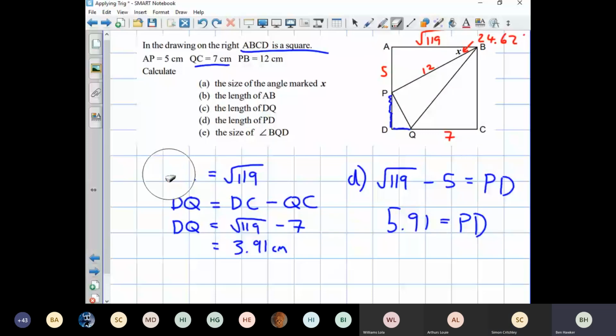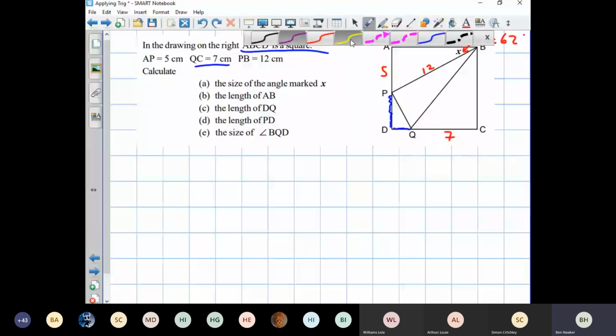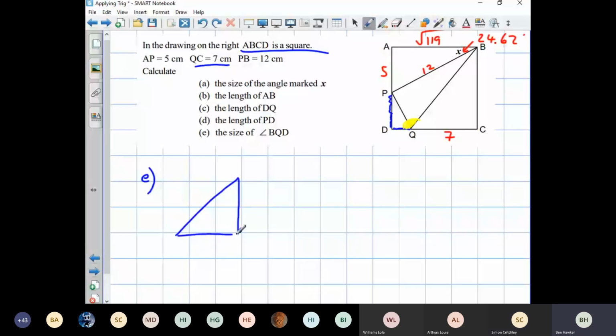Okay, final part. Now, I think we could probably get the angle of BQD in a few different ways. So BQD is going to be this angle here. And I'm sure there's lots of different ways to do this. However, what I've decided to do, and I believe this might be the most efficient way, Mr. Critchley, whilst I'm doing this, if you want to see if you think there's a more efficient way that I haven't spotted. Okay.